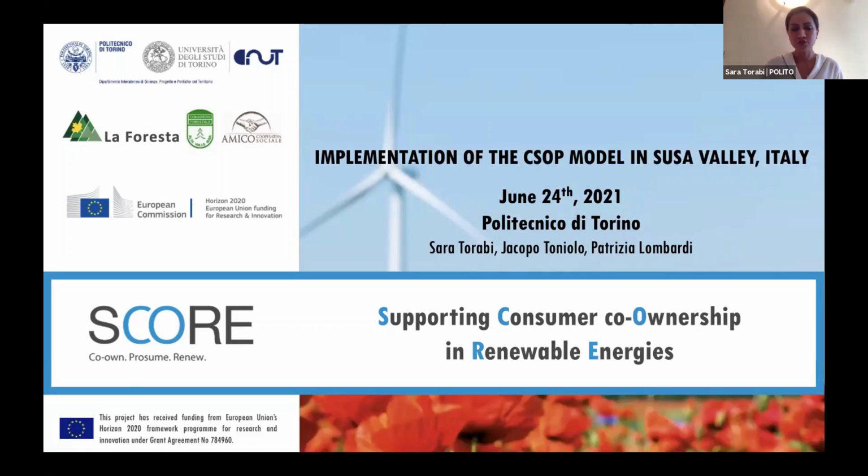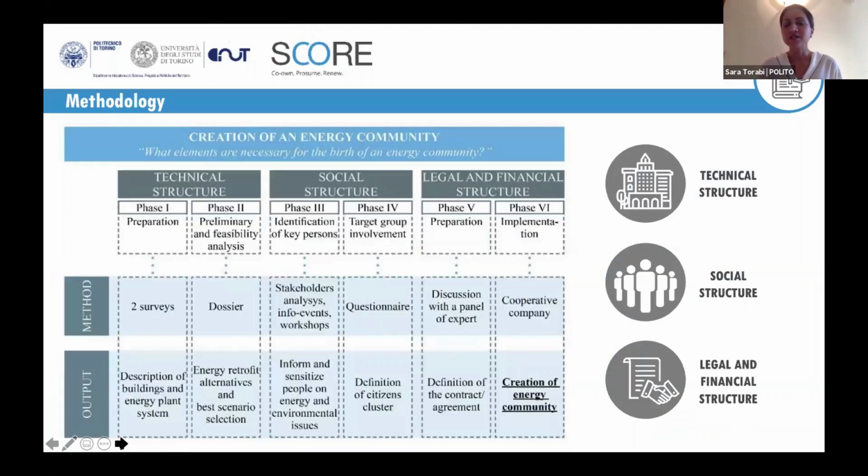So I will try to briefly introduce how we have dealt with the methodology and how we structured it in order to involve people in the CSOP model. We divided the methodology into three main parts: the technical part, the social part, and the legal part. Today we are going to look at the legal part and the challenges we are facing now in order to implement the CSOP model and to see how we can resolve them.